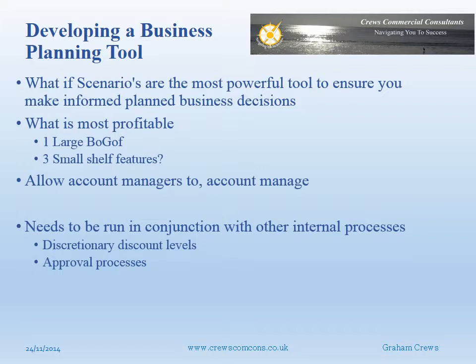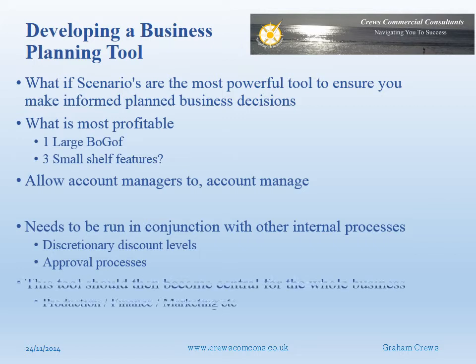What are your discretionary sales levels? What are your approval processes? How are price reductions controlled? What promotional expenditure systems are in place? How do they all work to make sure the whole system works together? And this should then become the core tool for the whole business, for production, finance, marketing, etc.